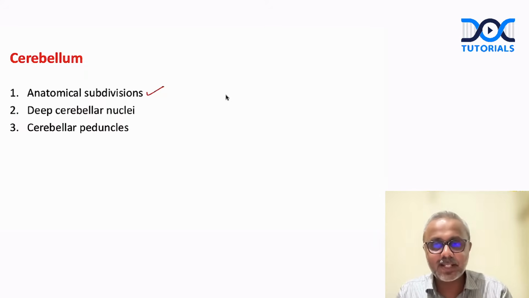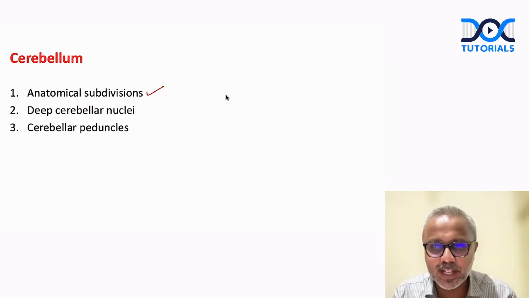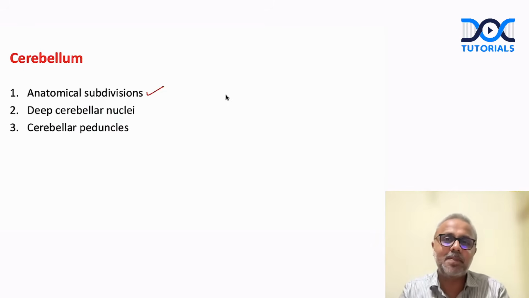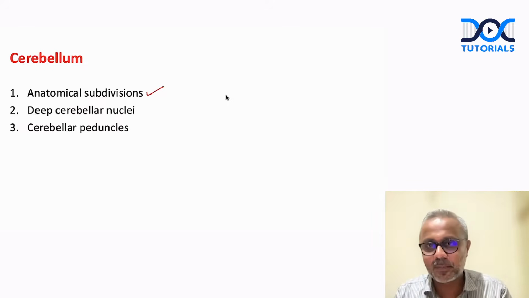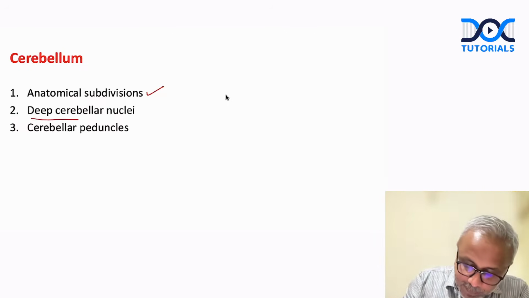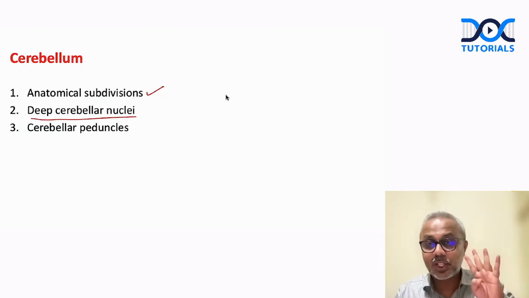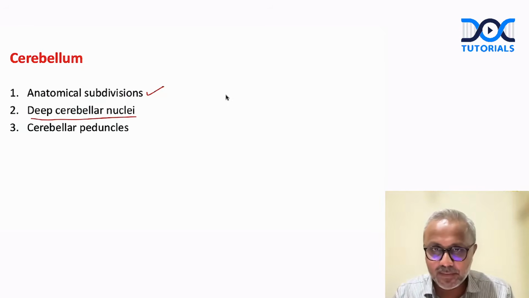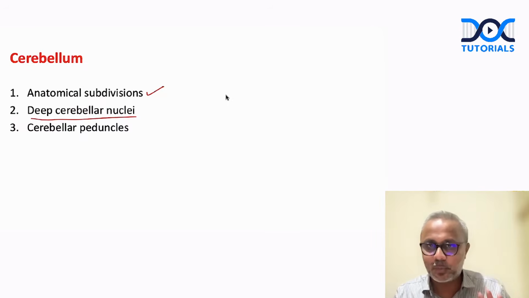Once you have learned this, learn the morphological subdivisions of the cerebellum into the archicerebellum, paleocerebellum, and neocerebellum, right? What are the components of the vermis and the lateral lobes which form part of each of these morphological subdivisions? This you must know. Then the deep cerebellar nuclei. What are the four deep cerebellar nuclei we have and what is their output?